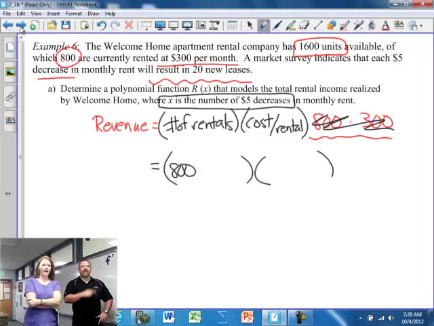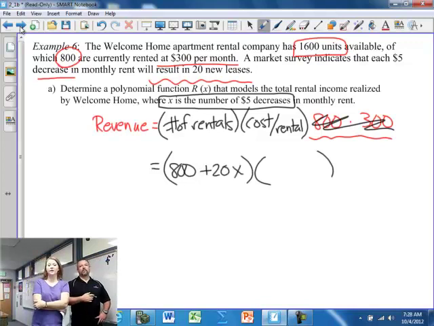So if I add 20 every time I decrease my rent, I get that many more rentals. And so we're going to add that to the 800 rentals we already had. Perfect. Okay, so let's talk the money.